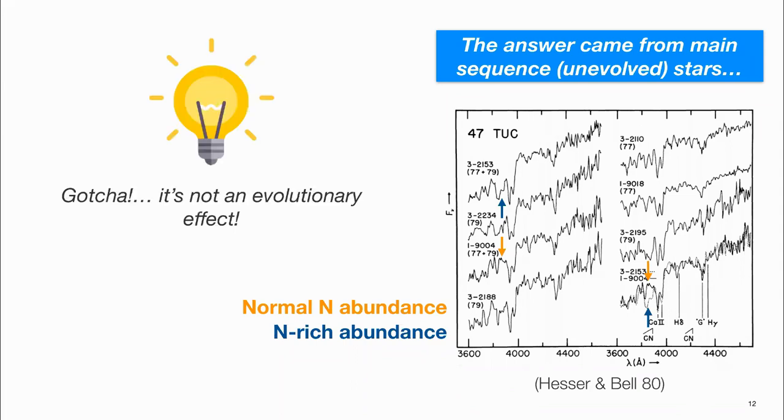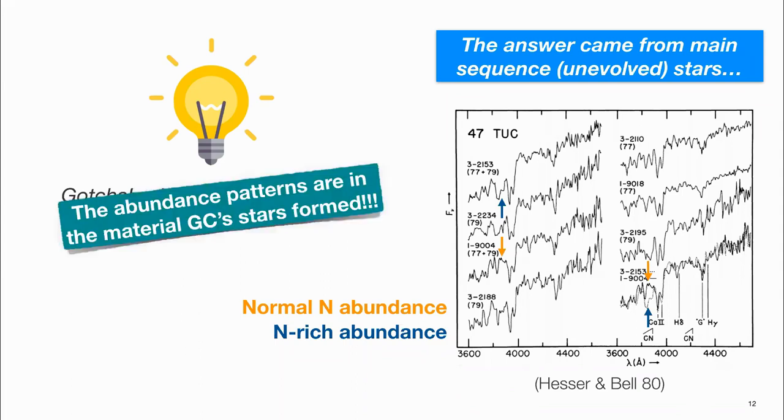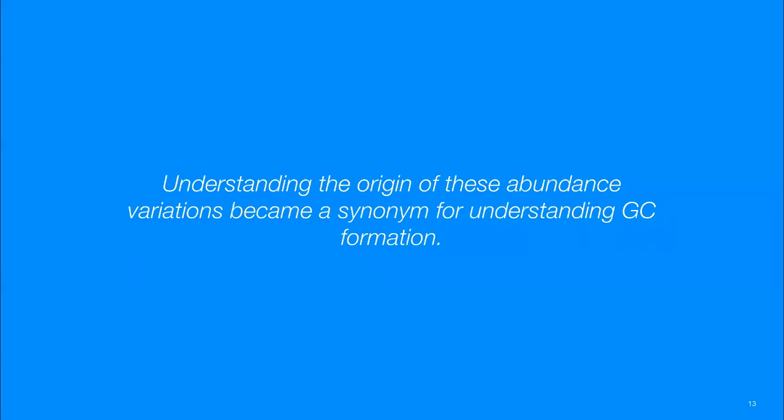So this means that it cannot be an evolutionary effect, as these abundance variations are already present in unevolved stars, okay? In other words, the abundance patterns must be present in the material where globular clusters form. This is why understanding the origin of these abundance variations became a synonym for understanding globular cluster formation. So let me go now briefly over the main pieces of evidence that make this big mystery.